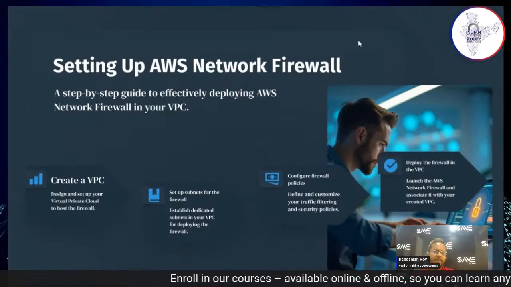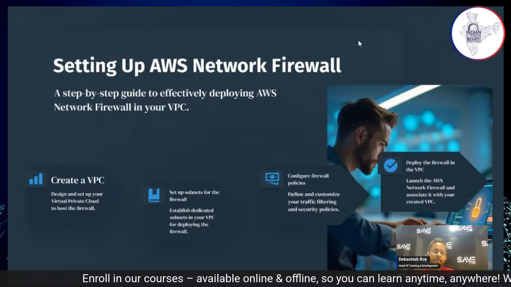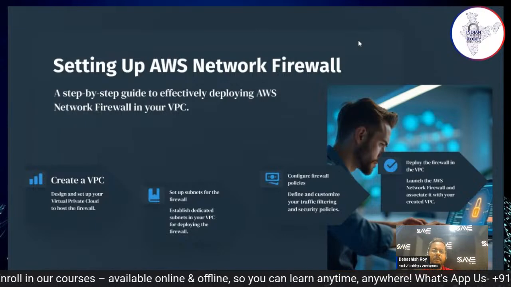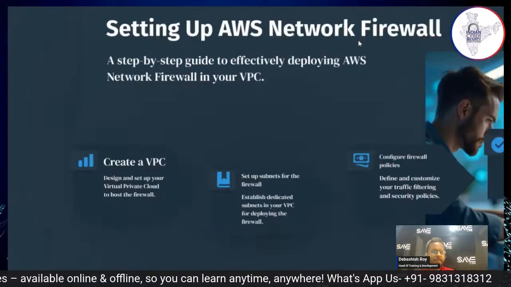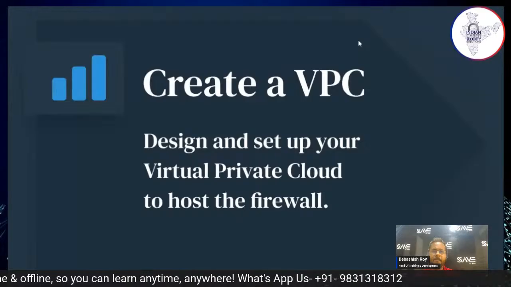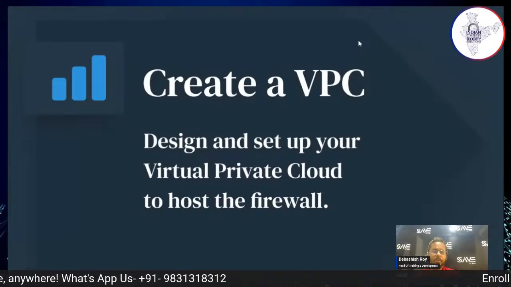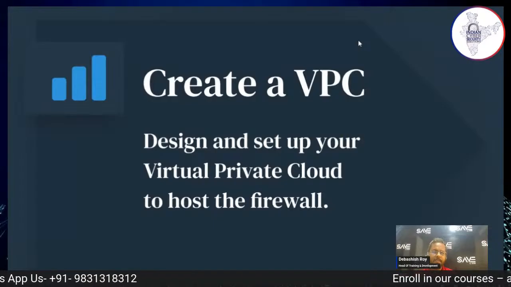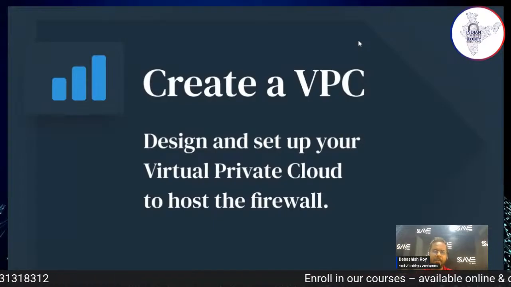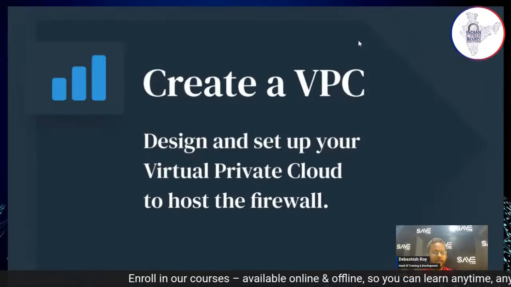Now, how to set up the AWS Network Firewall? So it's a step-by-step guide to effectively deploy the AWS firewall. So what is the first step? First, you have to create a VPC. Now, first, we have to design and set up your virtual private cloud to host the firewall. So if you want that default VPC to use, you can do it, no issue. But if you want to customize and create your own VPC, you can do it.